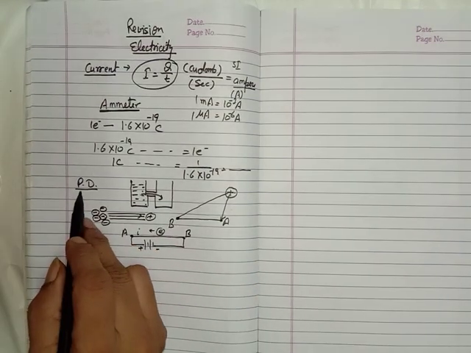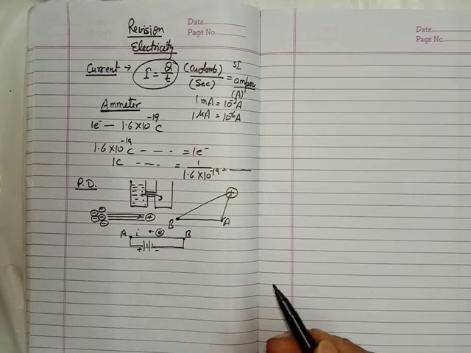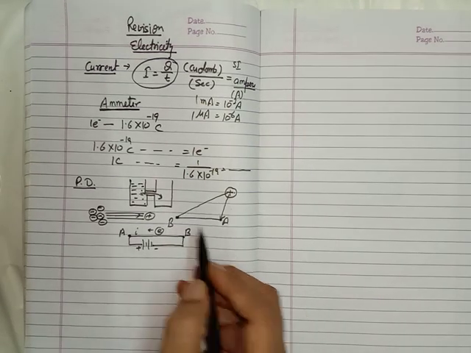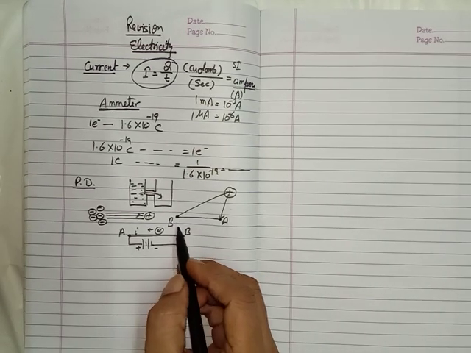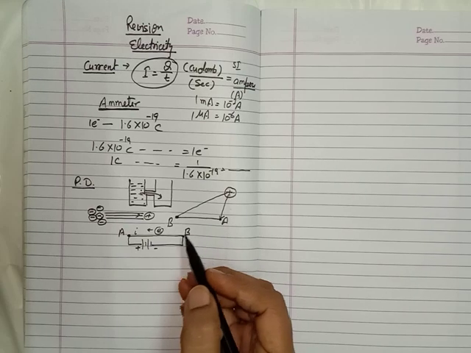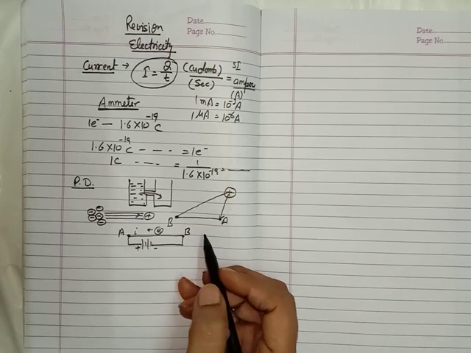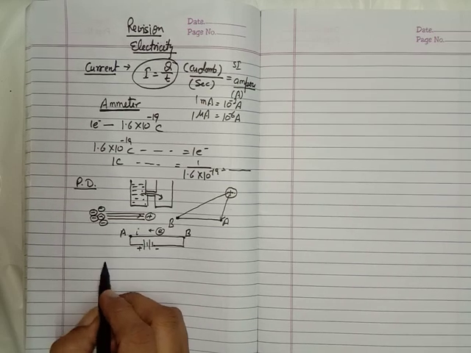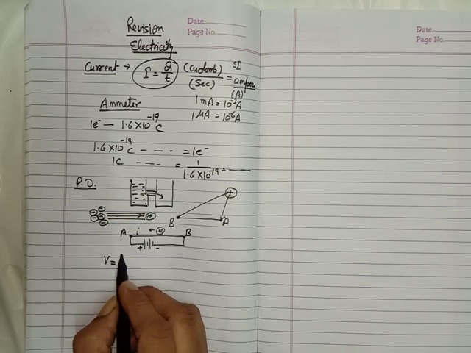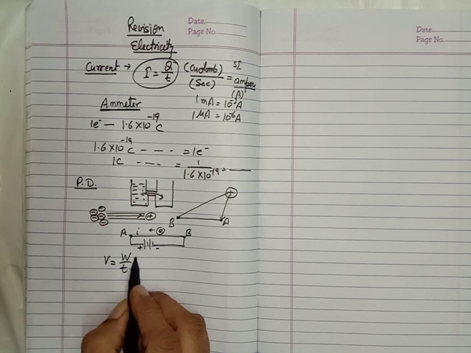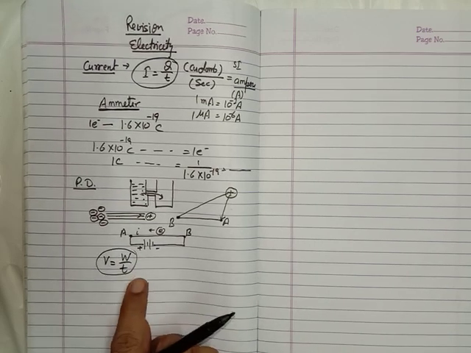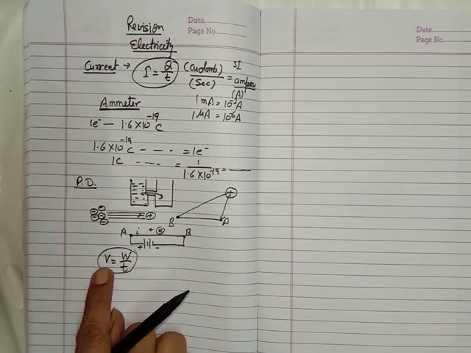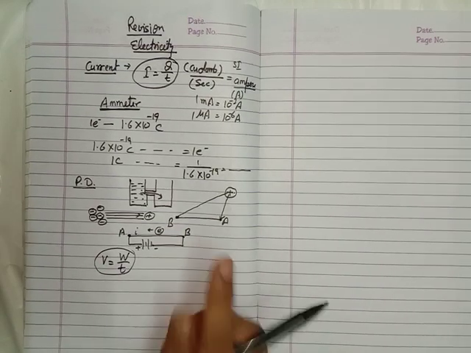So what actually is the potential difference? We can define potential difference like this: the work done to carry a unit positive charge from one point to another point is called the potential difference between these 2 points. We can write the formula for the potential difference. Potential difference is equal to work done upon time. How much work is done per unit time is called the potential difference between these 2 points.